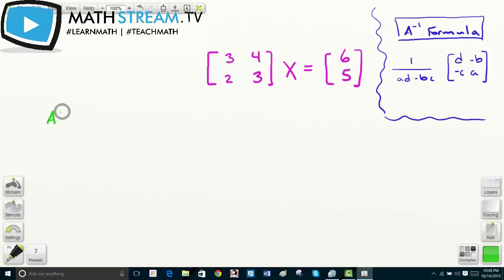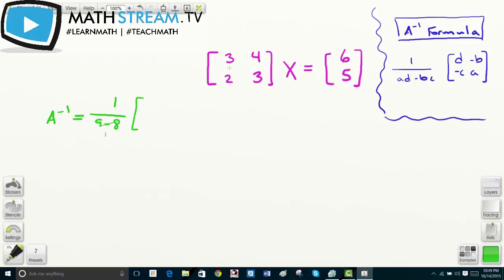So A inverse, first thing we need to do is find that fraction, 1 over AD minus BC. So we use the number on the diagonals, right? So 3 times 3, that's AD, oops, that should be 9, minus the number on the second diagonal, 2 times 4, that's 8. So remember that makes it 1, so that makes it 1 over 1, which is why that first fraction doesn't change our numbers much.